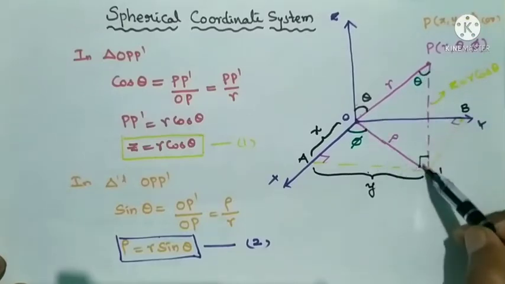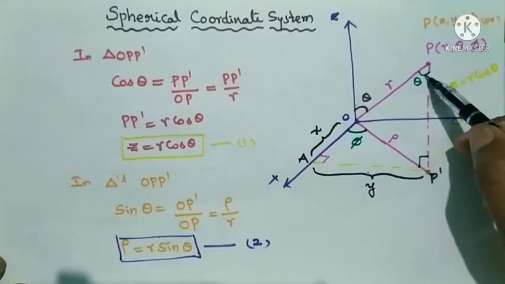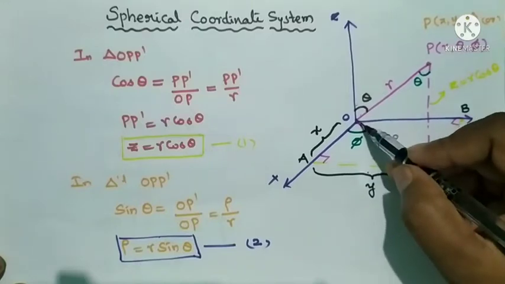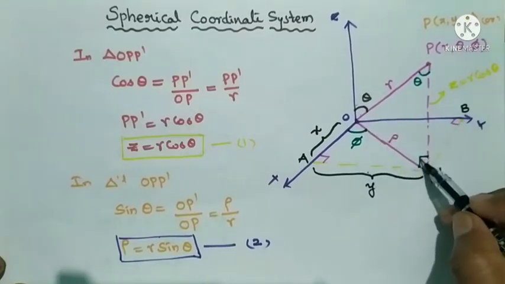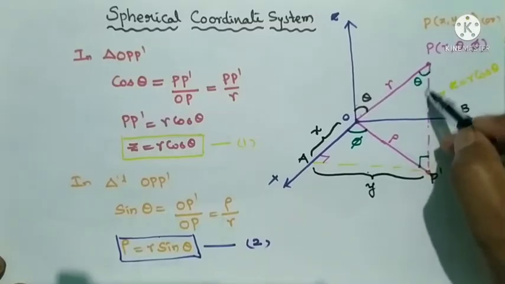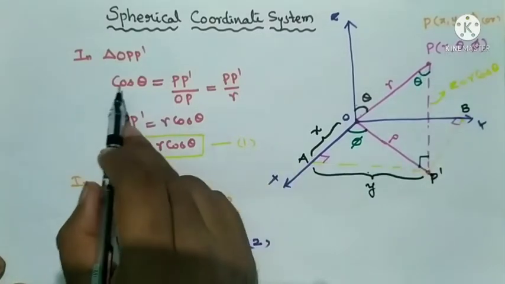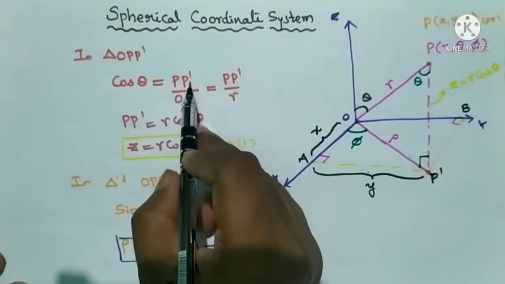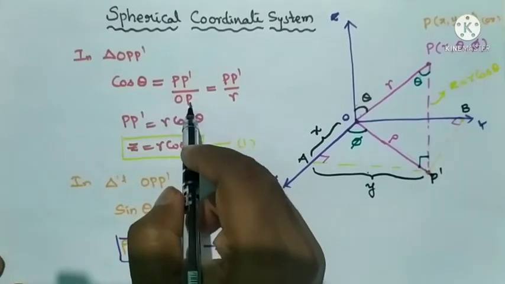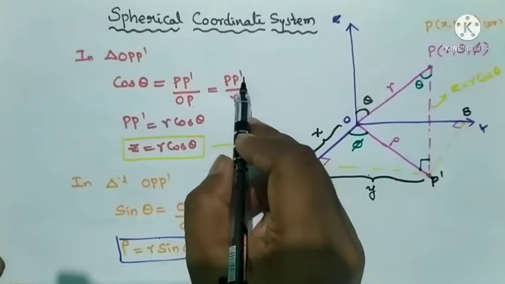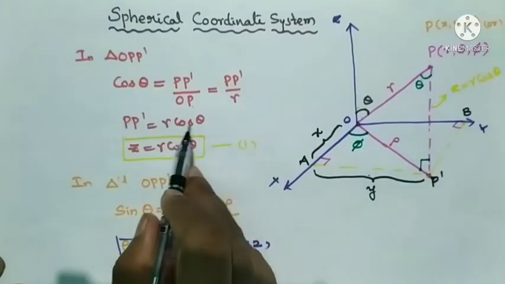And so in this triangle we can use the cos theta formula. The cos theta, because to this angle this is the adjacent side and this one is the opposite side, because here is the perpendicular. Here is the 90 degrees. That's why this one is the adjacent side and this one is the opposite side. We can use the cos theta formula. So cos theta is equal to PP prime by OP. OP is equal to r, and PP prime is the same. And PP prime is equal to r cos theta.